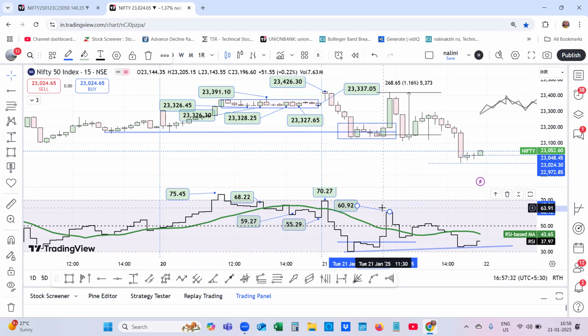RSI is showing clear, even though price has been manipulated and pushed to that high, and then probably today was a very volatile day. Probably put buyers and call buyers, they might have got squashed. So now price, what is the structure in the price? You need to map the structure of the price also.